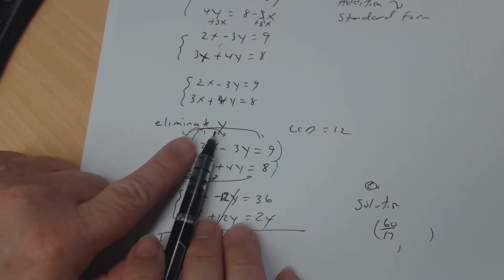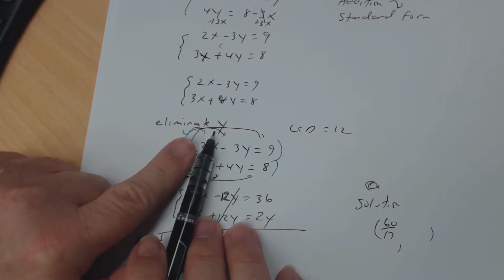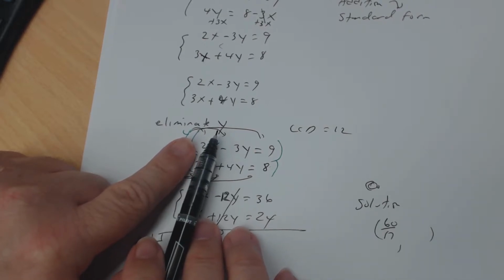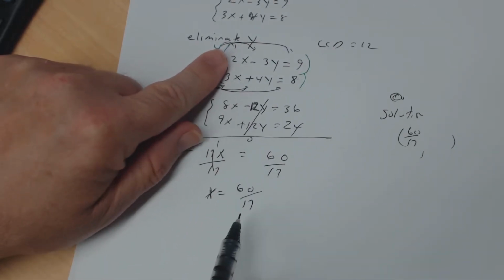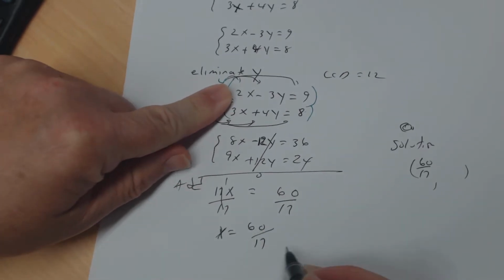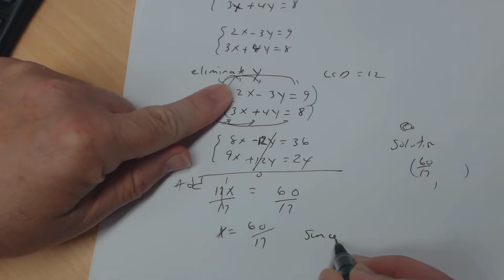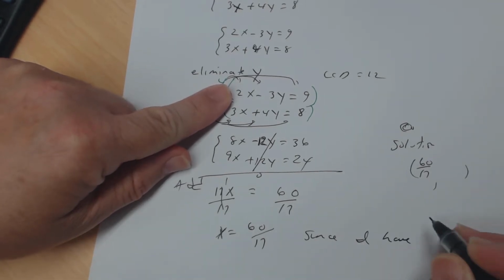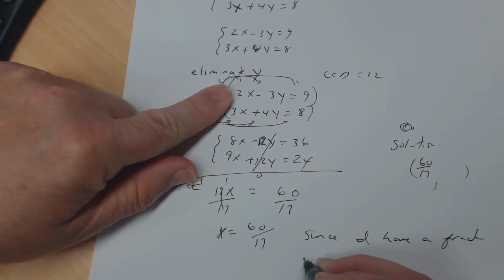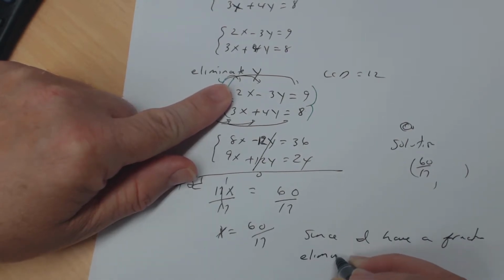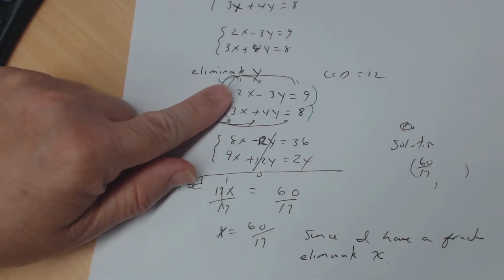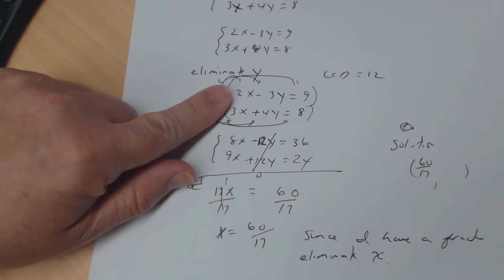Remember when we did this, we had a choice? You could eliminate the x or the y. Well, we eliminated the y first. Since I ended up with a fraction, and it's not a very nice fraction, I don't want to substitute those fractions back into here. So eliminate the x. Use the addition method again. Eliminate the x. All right.